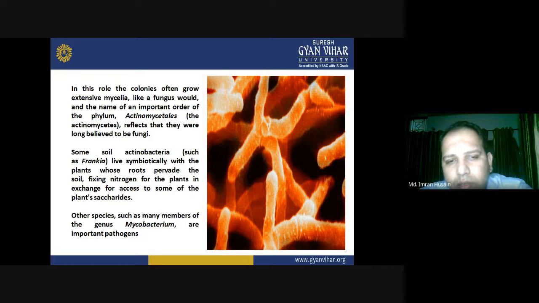And some soil bacteria like Frankia are also known to have evolved a very good symbiotic relationship with some plants, where they help in nitrogen fixation and get plant saccharides in return for shelter. So, these are some of the important factors when it comes to actinobacteria.